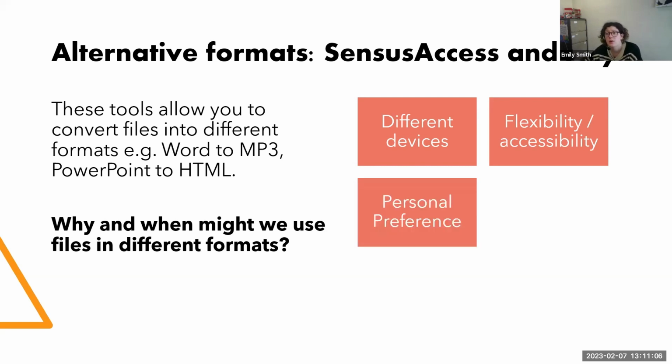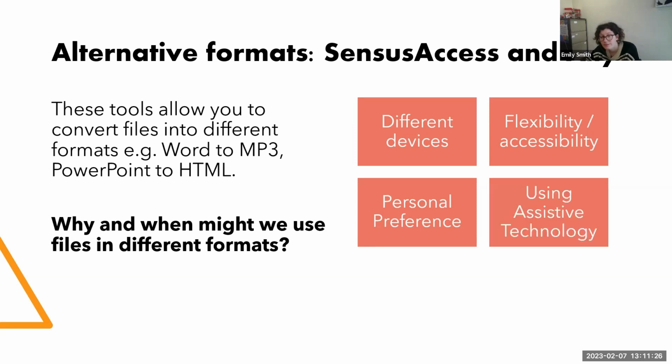It's also personal preference. So as we said at the start, we all have different ways that we like to learn. So maybe you work best from audio. Maybe you work best when your text is in different colors. Maybe you need dyslexia-friendly fonts. You might convert your files for those reasons. Maybe you use assistive technology. So maybe you use a Braille reader or a screen reader, in which case you would need Braille files or you would need HTML.